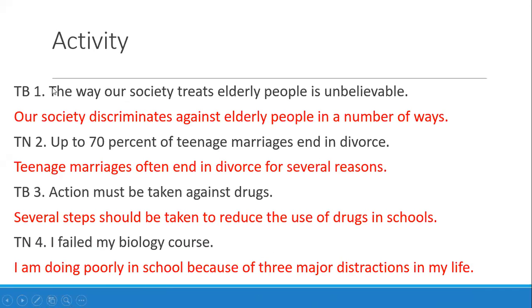Now look at this. The way our society treats elderly people is unbelievable. This is too broad. But if you want to make it specific, what should you write? What should be your thesis statement? Our society discriminates against elderly people in a number of ways. What are these ways? Now, when you are mentioning that, you can write about work opportunities, so elderly people are often not considered for jobs because of their age, or you can develop more ideas and points around it.